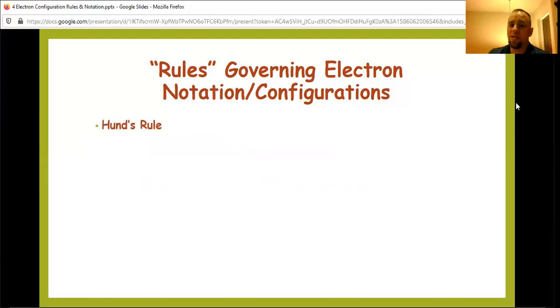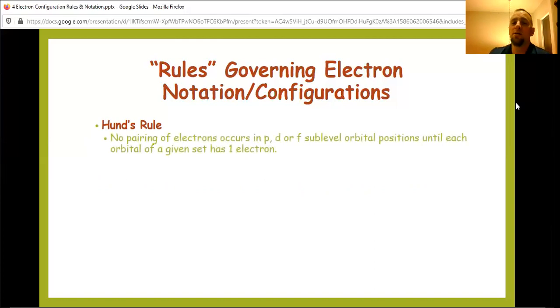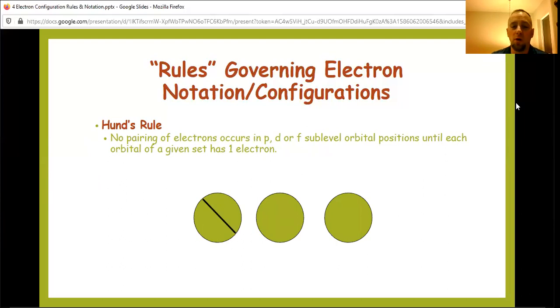Our last rule that we'll look at is called Hund's rule. Hund's rule says that there is no pairing of electrons in P, D, or F sublevel orbital positions until each of those orbitals is given at least 1 electron. So each orbital for the P, D, or F sublevel will get 1 electron before any of them get 2 electrons. Meaning, I'll fill 1 electron, the second electron then goes in the next orbital.